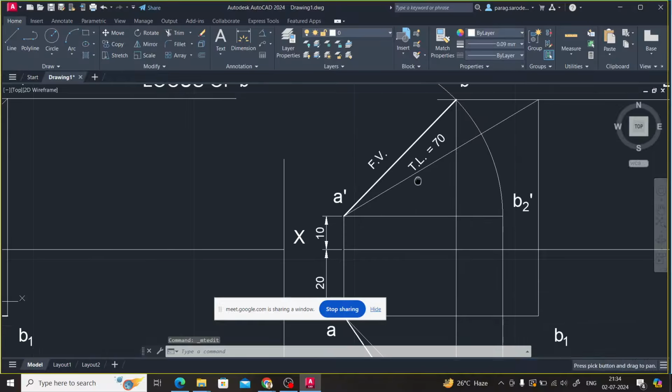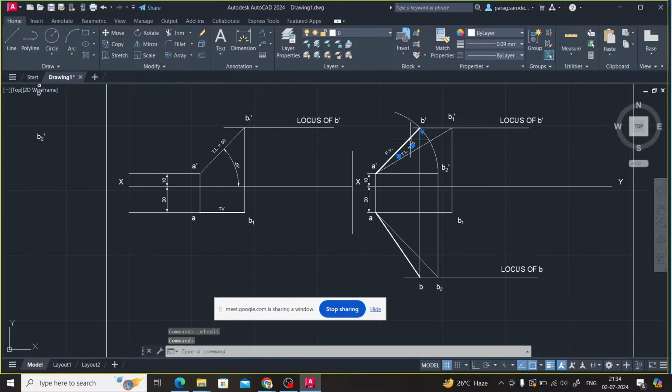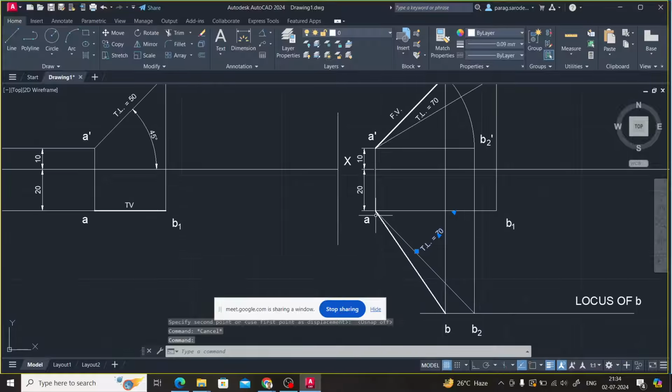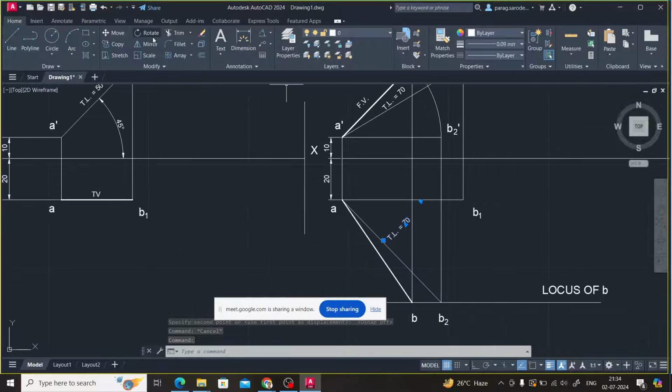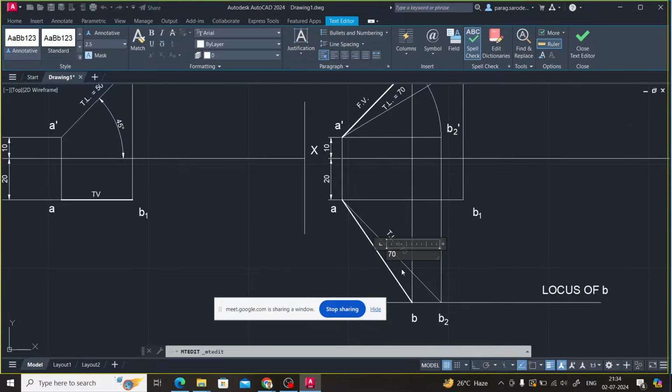Now the same true length we will be getting below. So copy this. See, because of the O snap, you might end up somewhere else. So while moving, take the points carefully, otherwise switch it off. And then I am rotating this. This is my true length. I'm copying this. This is my top view.